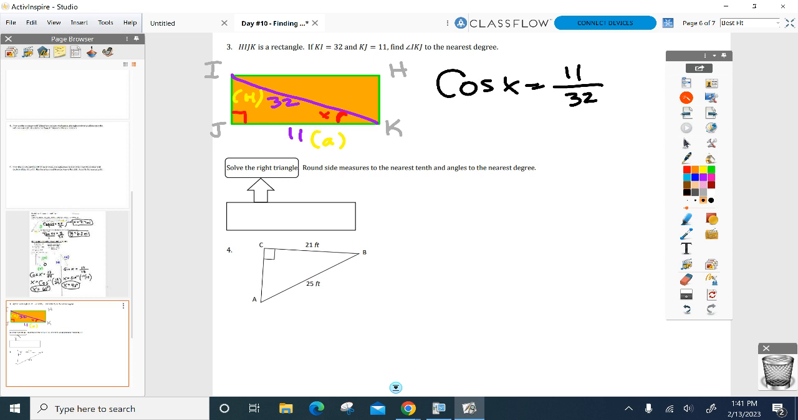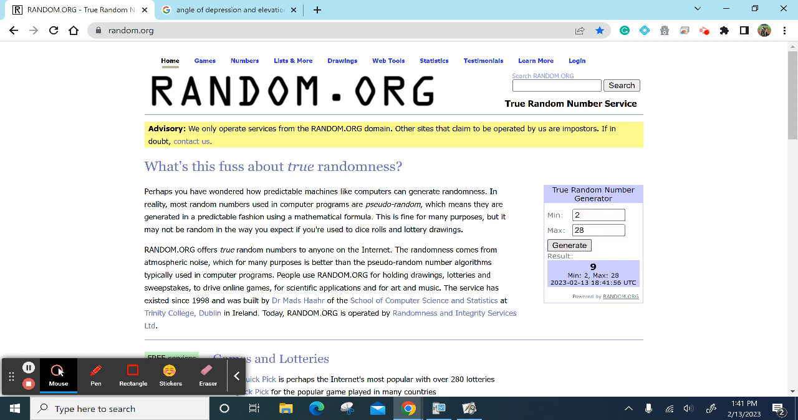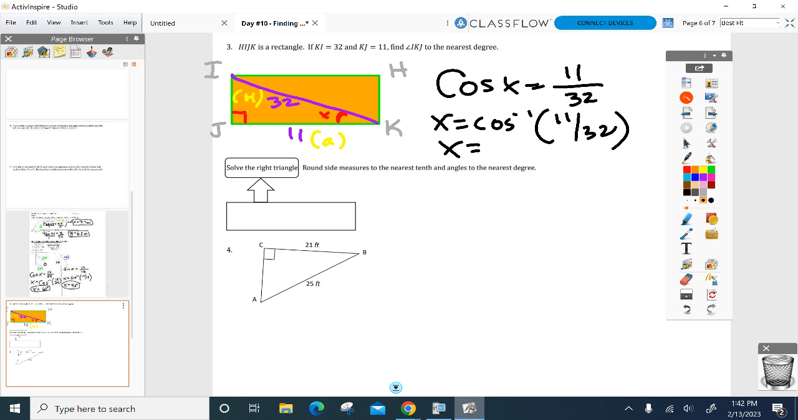Again, only cross multiply when you find a side. When finding an angle, you do the inverse. And what do we got? Nearest degree? 70, nearest degree. Falling for it again. 70, nearest degree.